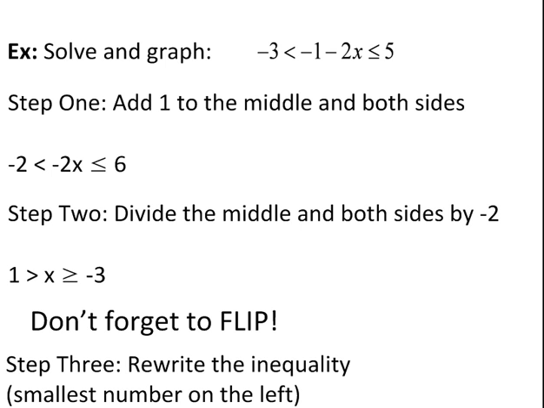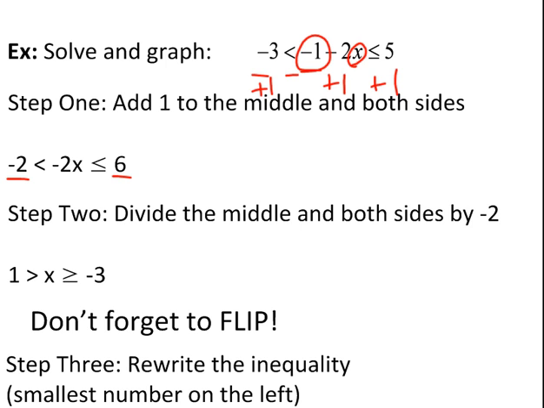So let's suppose I have negative 3 is less than negative 1 minus 2x is less than or equal to 5. And I want to solve it. So I have to get my x by itself in the middle. So I have to get rid of that negative 1, so I'm going to add 1. Now when I add it, I have to add it in the middle, but I also have to add it to the left side. Don't forget, you have to add it to the right side as well. So when you have negative 3 and you add 1, you get negative 2. 5 add 1, you get 6. And in the middle, the negative 1 plus 1, the 1's cancel out.